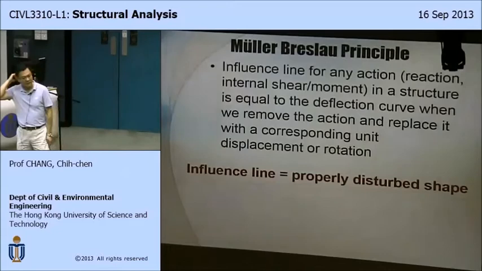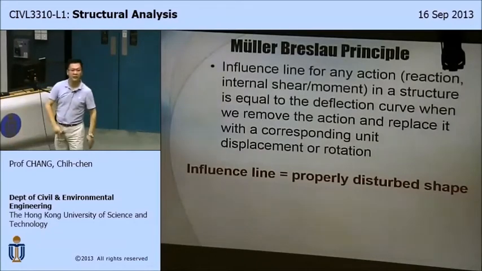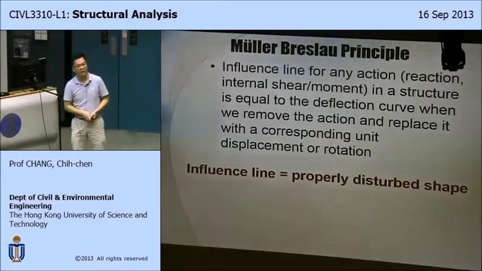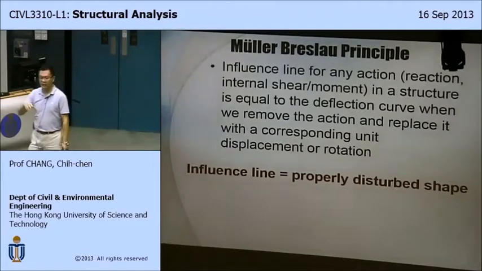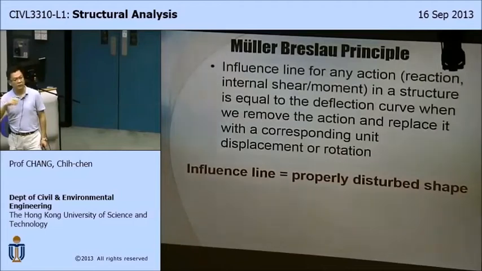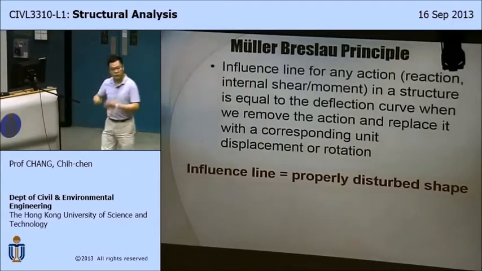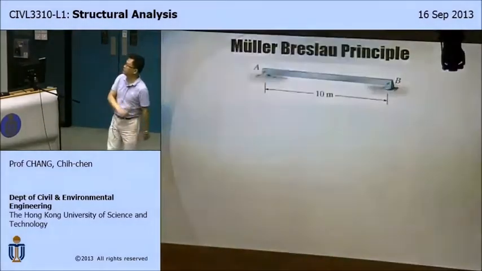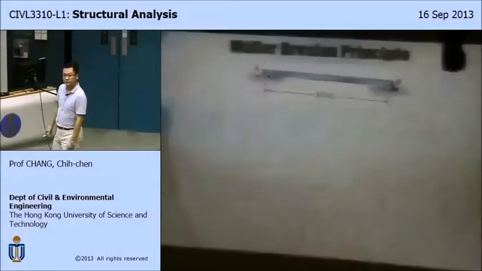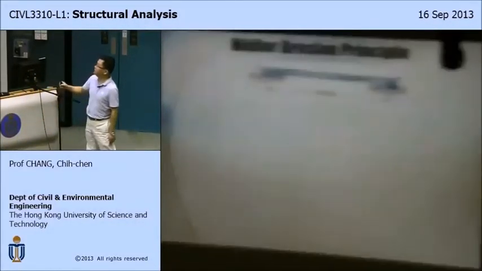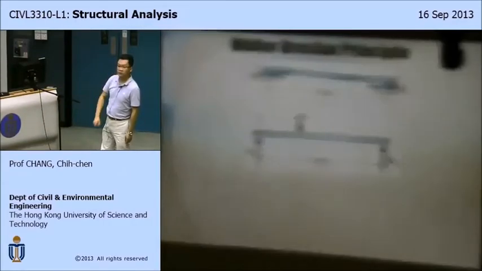Okay, so how can that be? We are going from a bunch of equilibrium calculations and saying that now all we need to do is to disturb or to deflect the structure properly. Then that shape will be the influence line. To understand that, you actually have to look at the so-called virtual work principle, which is coming next. Before that, let me just illustrate this to you.